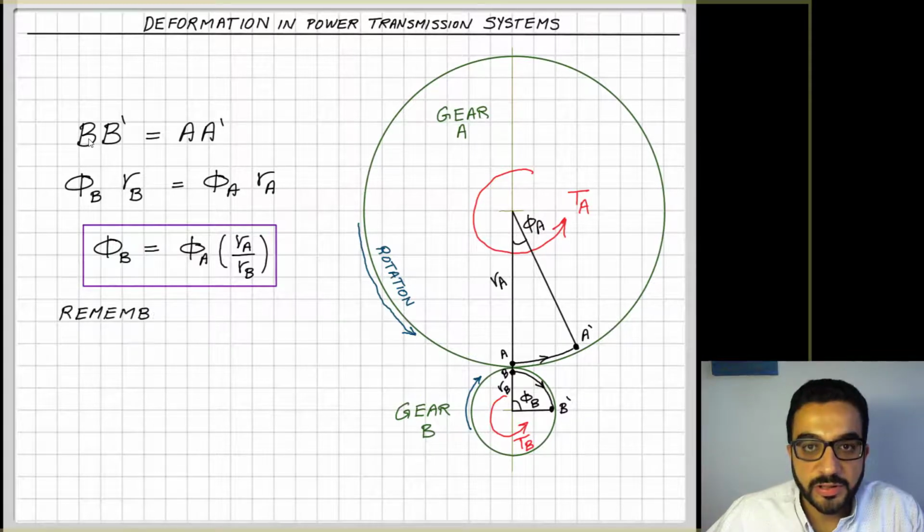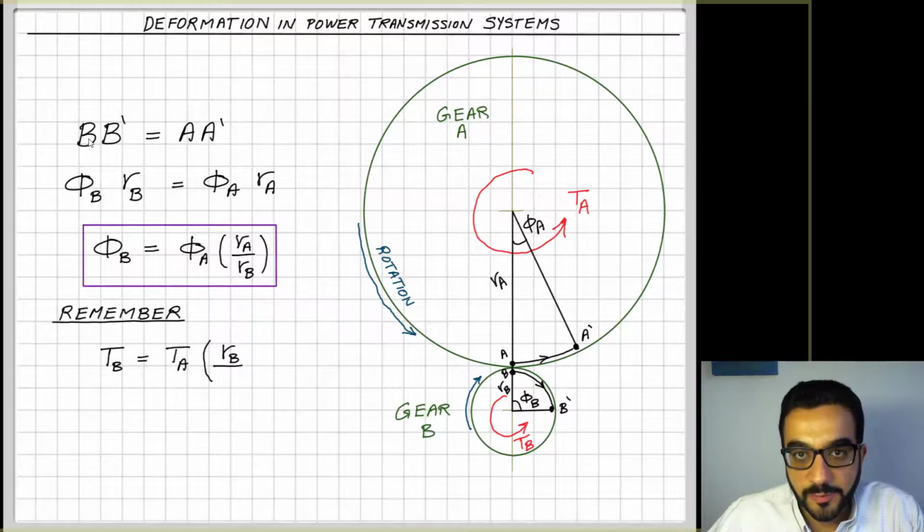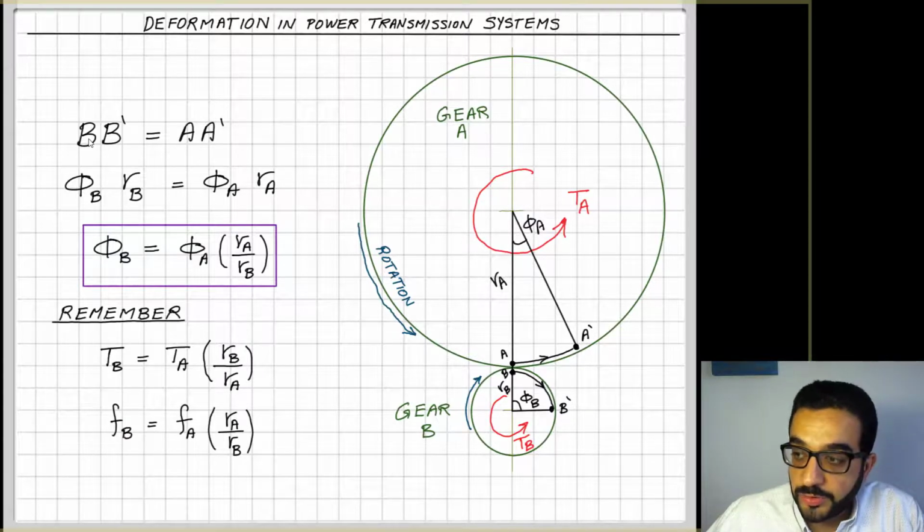Remember that we have seen the gear ratio, but it may be flipped when we dealt with the torque. So TB is equal to TA, but now the gear ratio is flipped: it's RB over RA. But the frequency here follows the same gear ratio that's applied when we calculate the angle of twist. So the frequency at B is equal to the frequency of A times RA over RB.